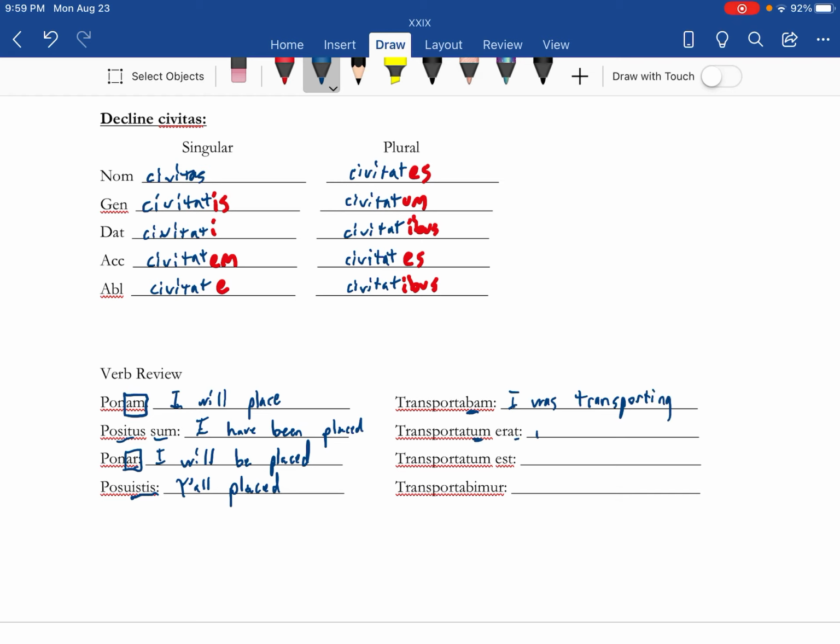All right, we got two words, passive and it. And then this is going to be pluperfect passive. It had been transported. Same deal. It's just going to be present tense, perfect tense this time. It has been transported. Mus is we. Bi without an A is future. We will be transported.